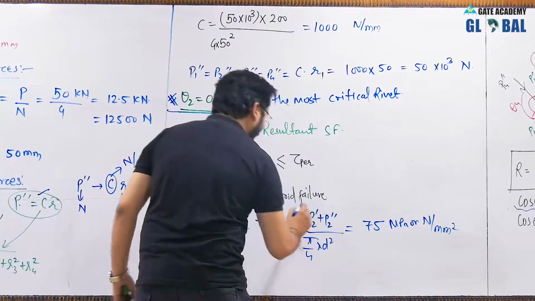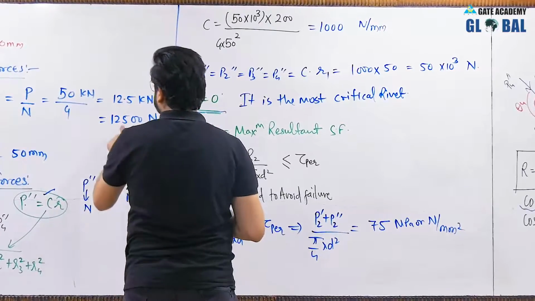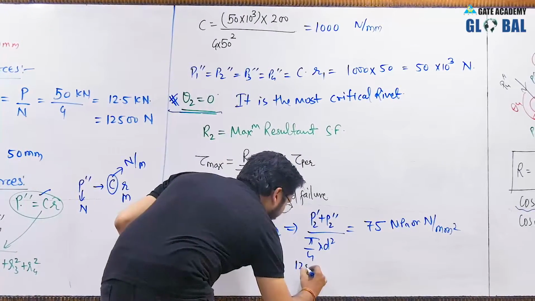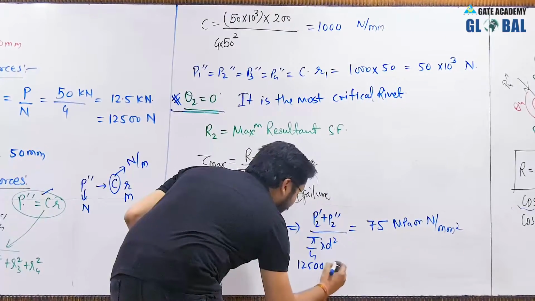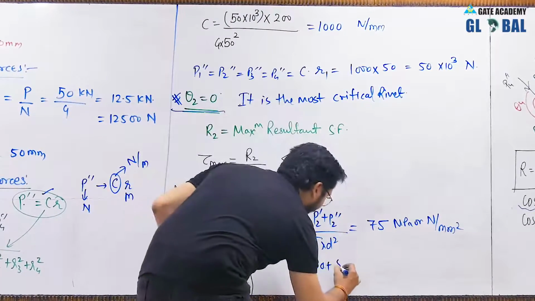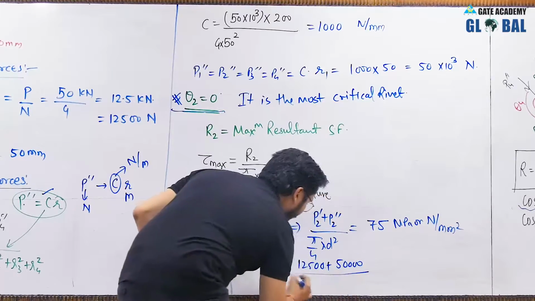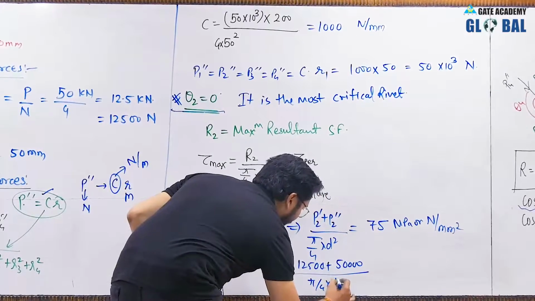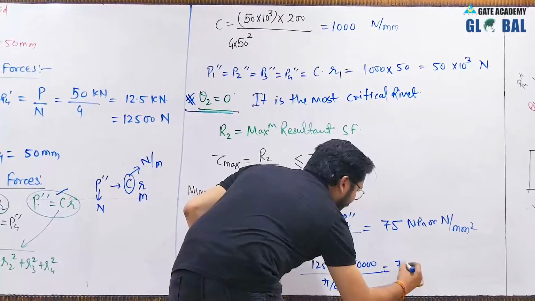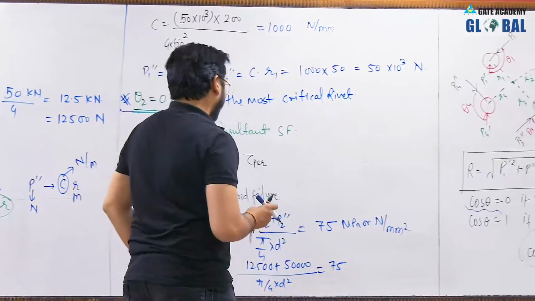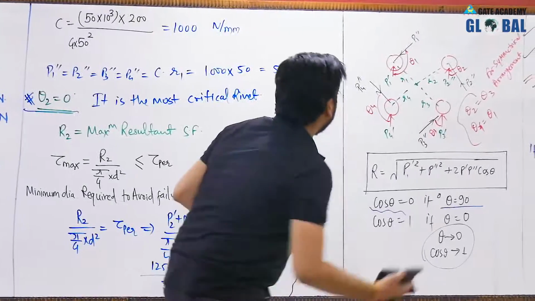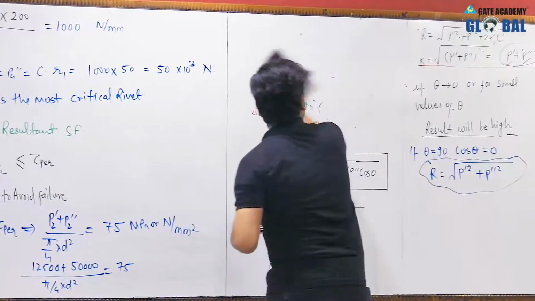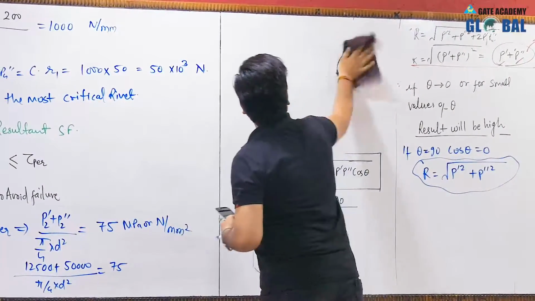So let us solve. P2 dash is 12,500, and P2 double dash is 50,000, divided by pi by 4 d square is equal to 75. On solving we will get the least diameter which is required in order to avoid the failure. So make the calculation.